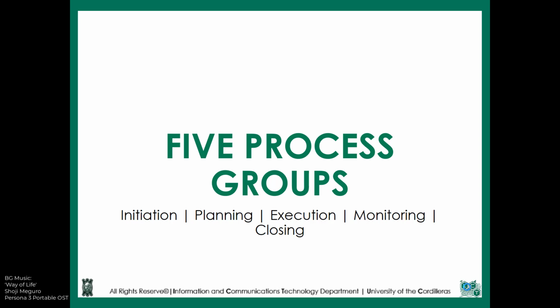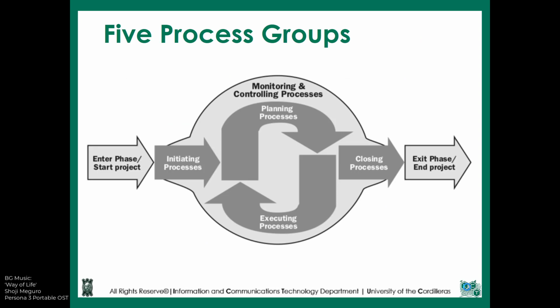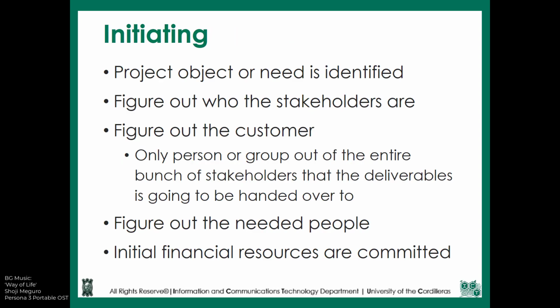So with that one, let's move on to the last part, your 5 process groups. The project process is a collection of logically related project activities that culminates in the completion of one or more deliverables, or your actual project. So whenever you're going to create a project, you tend to undergo these 5 general processes. We'll be starting off with initiating processes, and then planning, executing, and together with that one, you'll have to monitor and control.